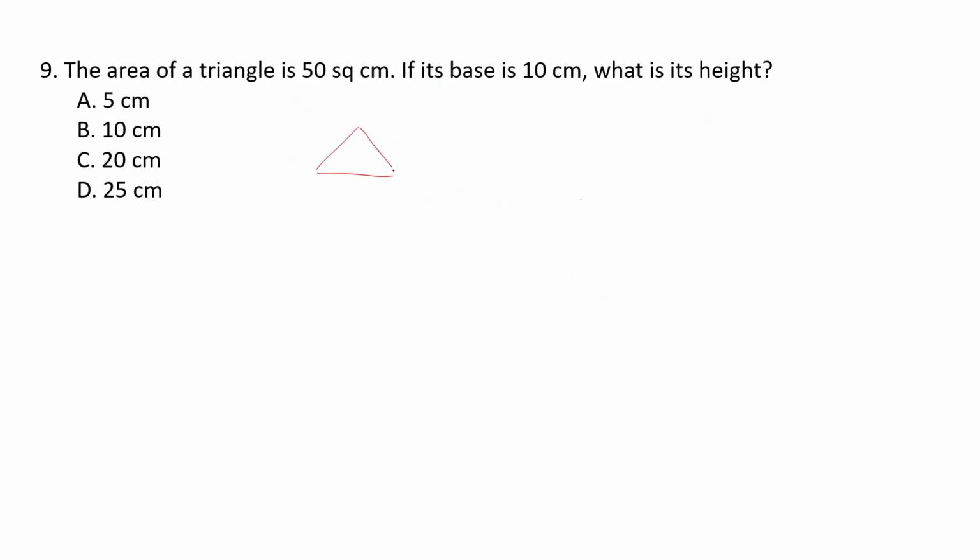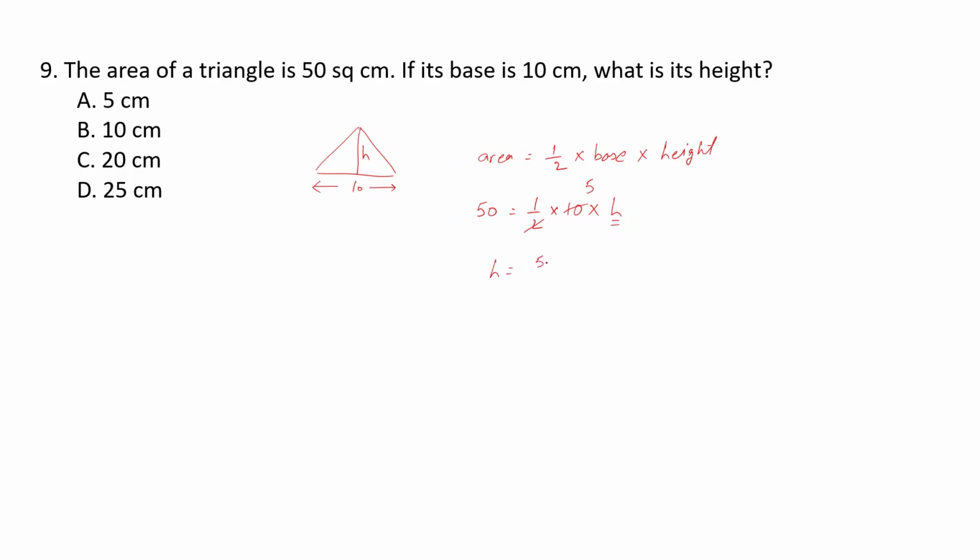So, triangle looks like this. This is the base. Base is given to be 10 centimeter. This is its height. Height is unknown, h you have to compute. So, you know that area is equal to 1 by 2 into base into height, right? Area is given to be 50, 1 by 2 as it is. Base is given to be 10. Height is unknown, h. This h you have to compute. So, 2 say 10 will get cancelled in 5 times.